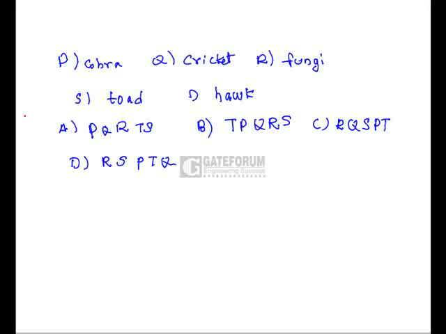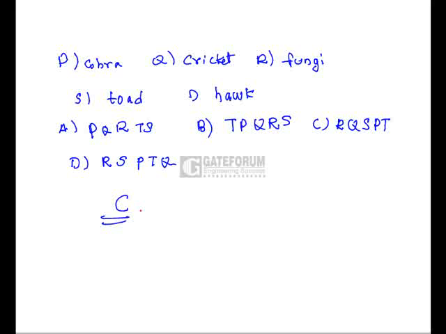Now, observe the question very carefully. Toad is a frog. So, frog is eaten by a cobra. Right. And again, cobra is eaten by a hawk. Hawk is a bird. And fungi is eaten by the creature cricket. Therefore, the sequence is RQSPT. C is the answer. It is a food chain. So, one creature eating the other, preying on the other.